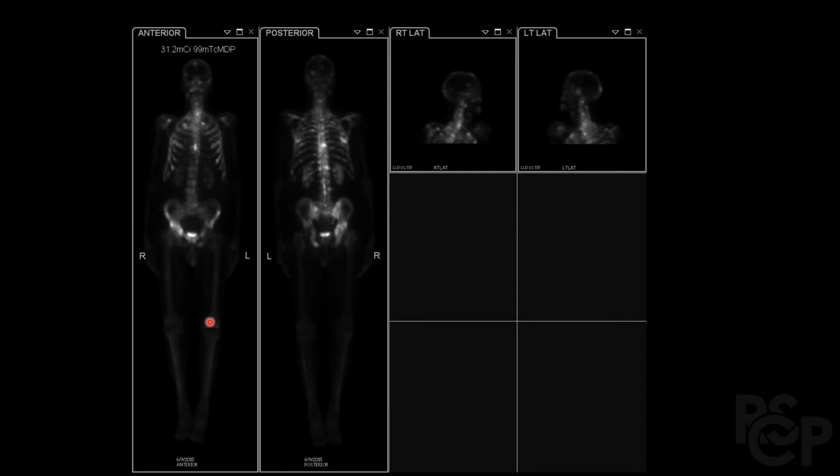And as we work our way down, we notice increased uptake over here. Again, it's very asymmetrical, and there's focal areas with increased uptake, and this would be one of the most common patterns for identification of metastatic disease.